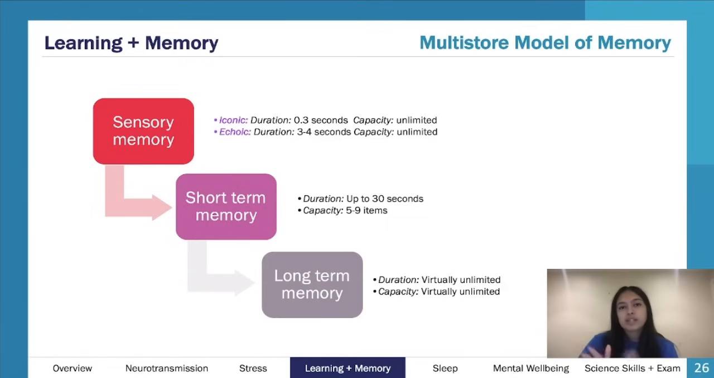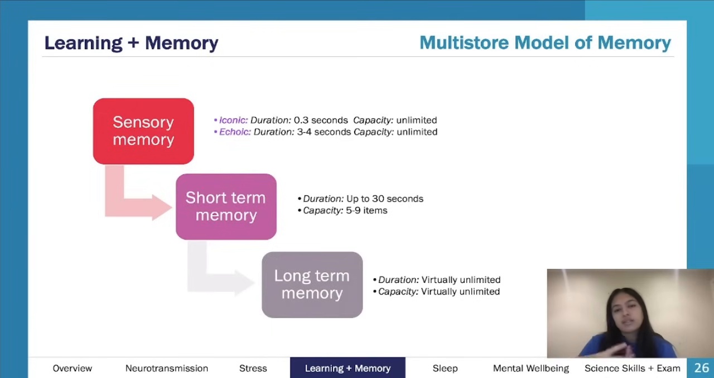And the capacity is very small as well: 7 ± 2, so you've got 5 to 9 items in there. Again, that's because it's your working memory. If the duration was longer or the capacity was bigger, you'd probably be overwhelmed. Short-term memory is probably what they test the most, because they'll talk about something being longer than 30 seconds, or they'll say so-and-so has to remember a list of 12 words, how's their short-term memory going, that sort of thing. That would definitely test your knowledge of the duration and capacity of short-term memory.